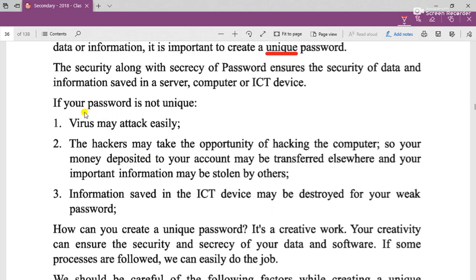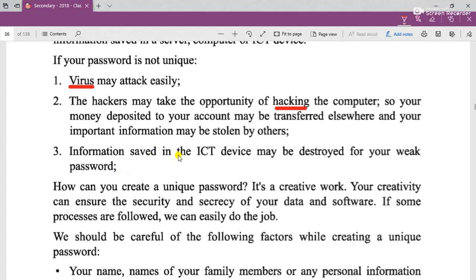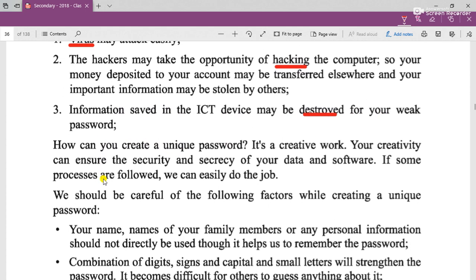So, if your password is not unique, then a virus may attack easily. The hackers may take the opportunity of hacking the computer, so the money deposited in your account may be transferred elsewhere and your important information may be stolen by others. Information saved in the ICT device may be destroyed because of your weak password.